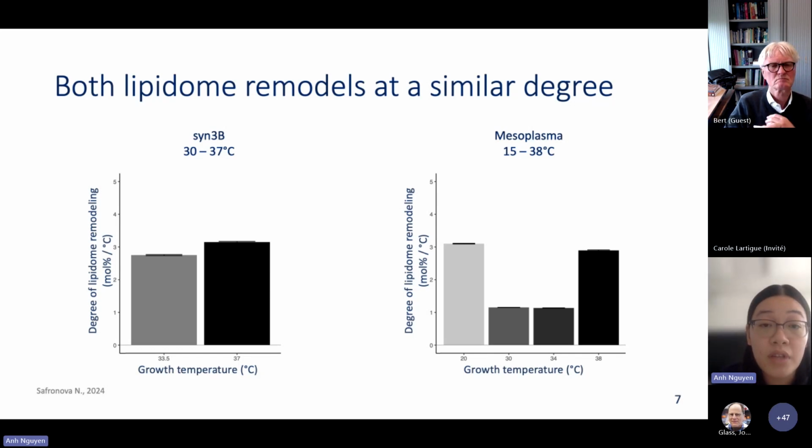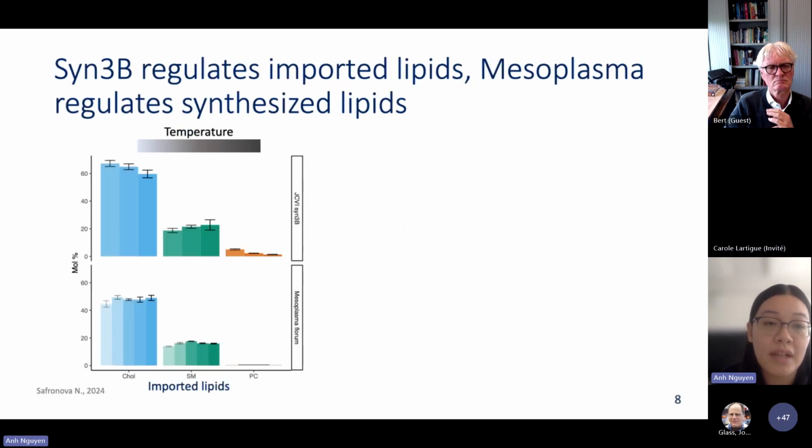And if you take an even closer look at different lipid classes, in this plot on the y-axis you can see the class abundance, and on the x-axis you can see different classes of lipid. And also the opacity is the growth temperature, so more opaque is higher growth temperature. For the imported lipids, you can see that syn3 changes the class abundance very significantly and dynamically, from cholesterol, sphingomyelin, PC, they all vary, while for Mesoplasma, they don't change that much.